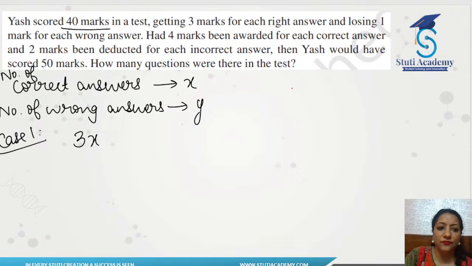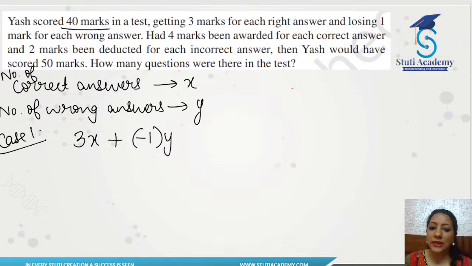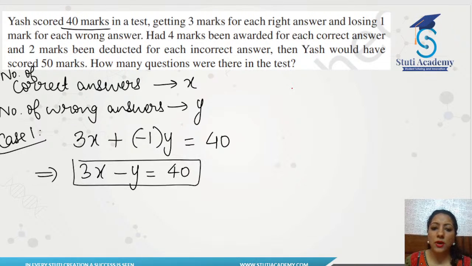I'll just write it in a different way to make you understand better. So it is 3X, and -1 times Y. How is this? 3X, it's very clear that we have X correct answers, so 3X marks he has gained from correct answers. There are Y wrong answers. For every wrong answer, he is losing 1 mark. That is why I've written -1 here. So -1 times Y is the marks which is lost from wrong answers. So his total score here is 40 marks. You can also write this as 3x minus y is equal to 40. So let us name this one as the first equation.